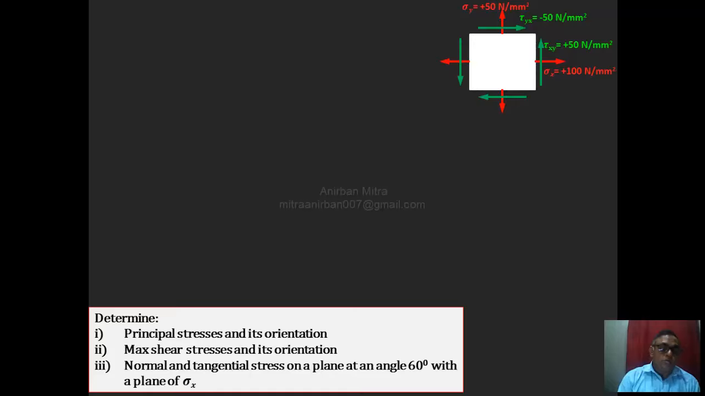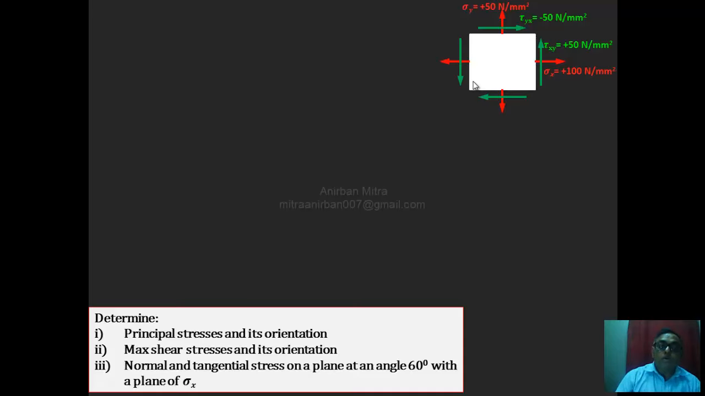In the question they asked you to find the principal stresses and their orientations, maximum shear stresses and their orientations, and normal and tangential stresses on a plane at 60 degrees with the plane of sigma x. So what is the meaning of the plane of sigma x? The vertical plane is called the plane of sigma x. With this sigma x it makes a 60 degree angle, and we have to find the normal and tangential stresses at the 60 degree angle.